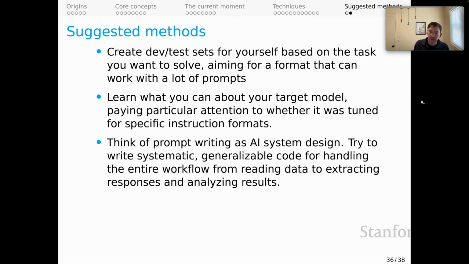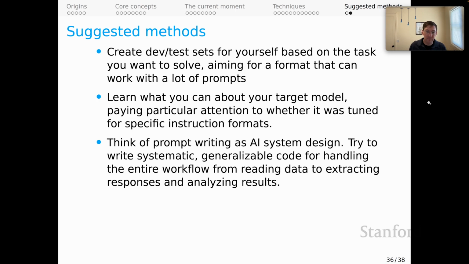Think of prompt writing as AI system design. That's what I said before. Try to write systematic, generalizable code for handling the entire workflow, from reading data to extracting responses and analyzing the results. That is a kind of guiding philosophical idea behind DSP. But even beyond DSP, I think this is an important methodological note. We shouldn't be pecking out prompts and designing systems in that very ad hoc way. We should be thinking about this as the new mode in which we program AI systems and take it as seriously as we can.